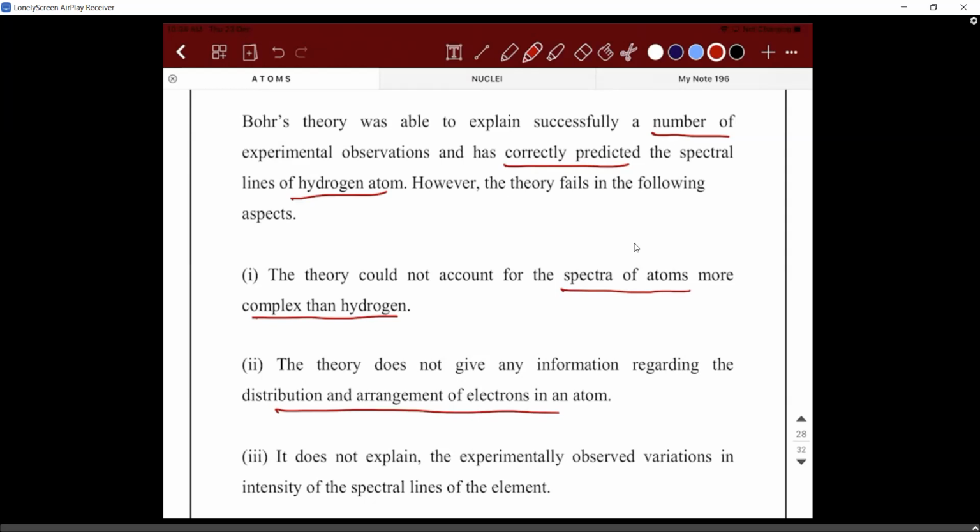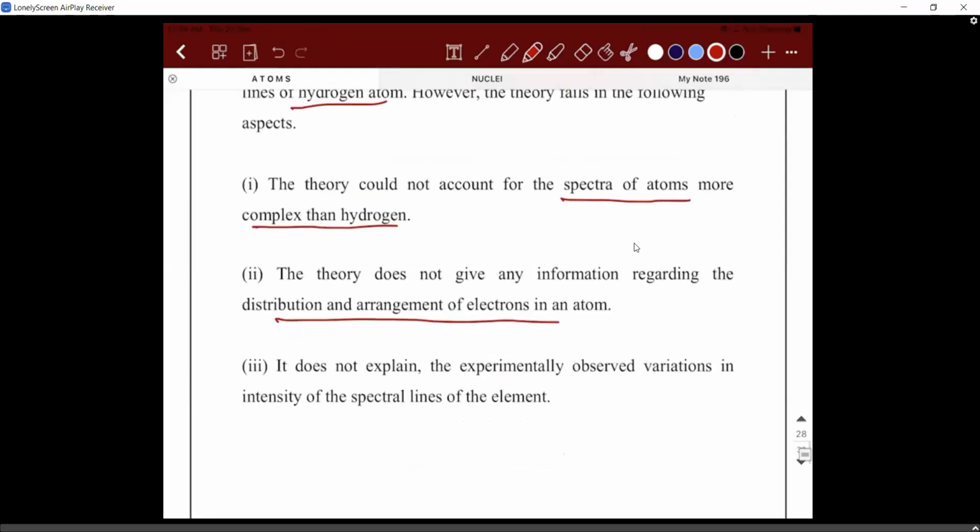They start with orbits, right? Third, it does not explain the experimentally observed variation in the intensity of spectral lines of the elements. Okay, these were the drawbacks. But the drawbacks are not from the exam point of view, they are only for your knowledge. Shall I proceed? You need not copy all these points.